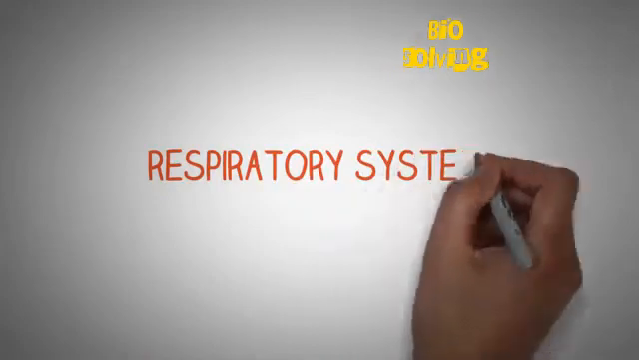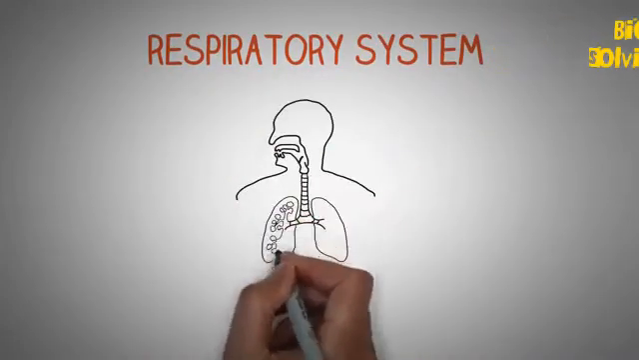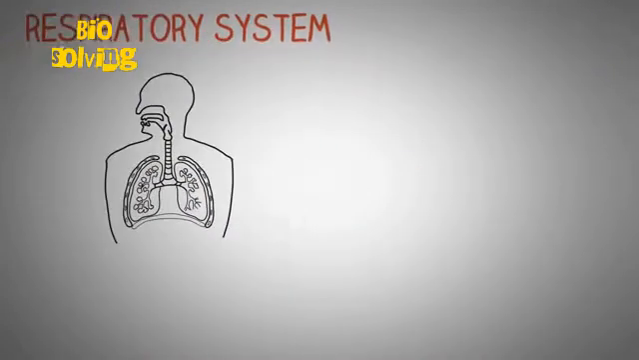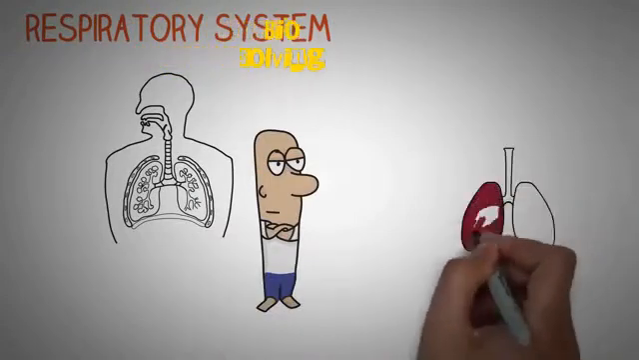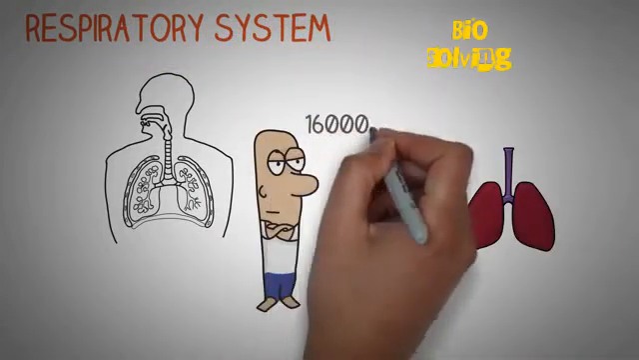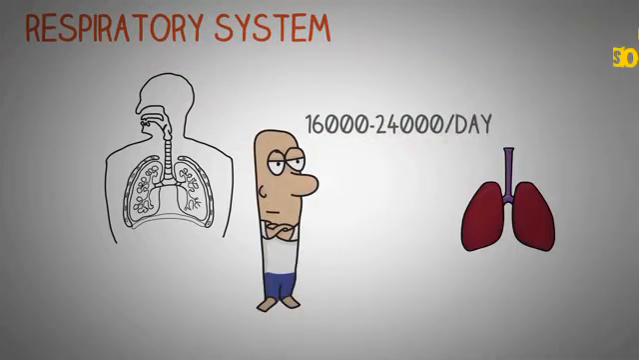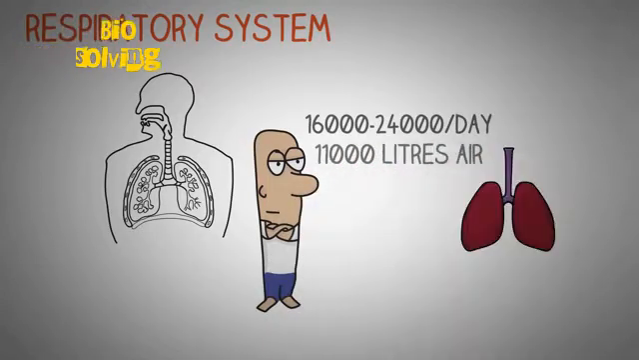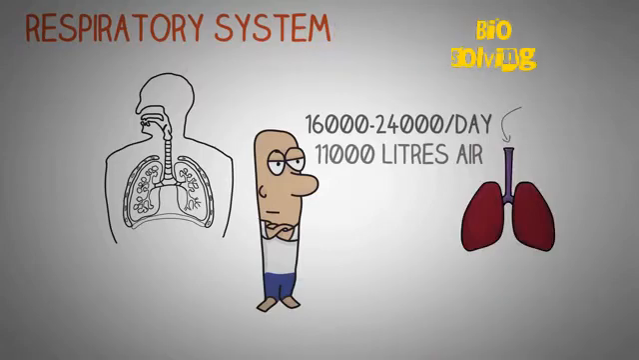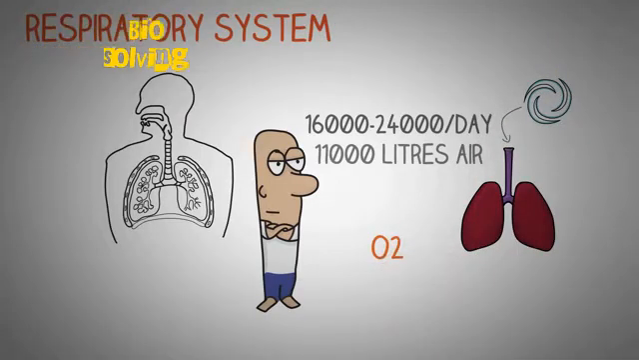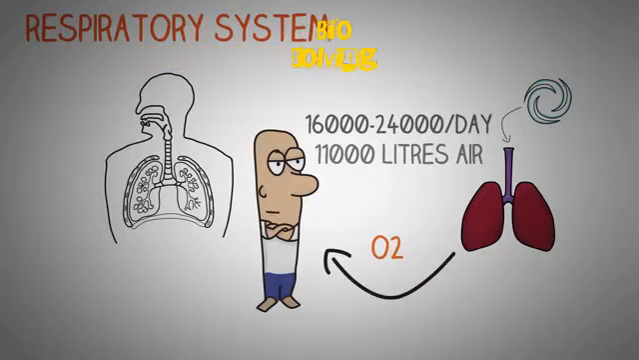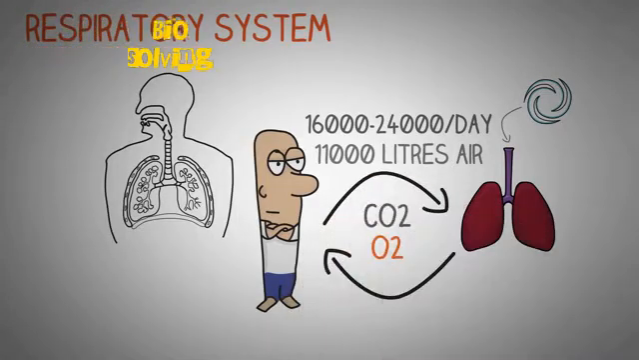In this video, we will study about the respiratory system. The human respiratory system is one of the most vital organ systems of the body. We breathe about 16,000 to 24,000 times per day, which exchanges about 11,000 liters of air with the atmosphere. In this process, the oxygen of the atmospheric air is delivered to the human body, which is then utilized by all the tissues, and the carbon dioxide which is produced by the human body is exported to the lungs and then exchanged with the atmospheric air.